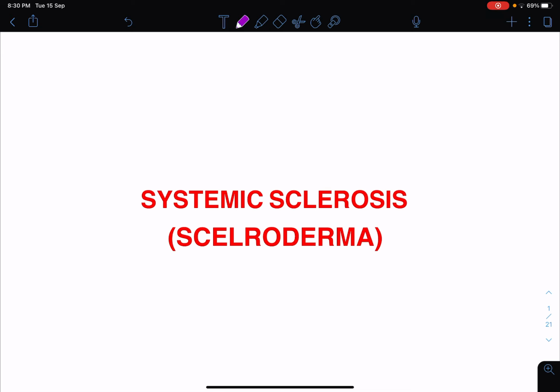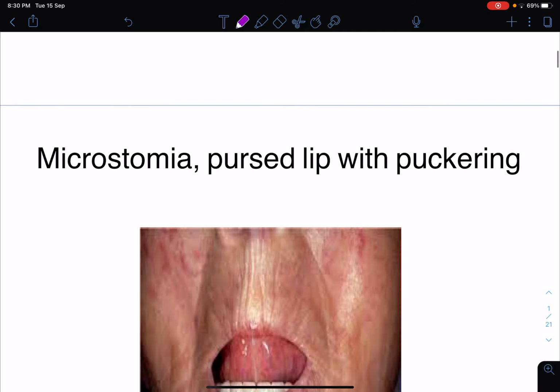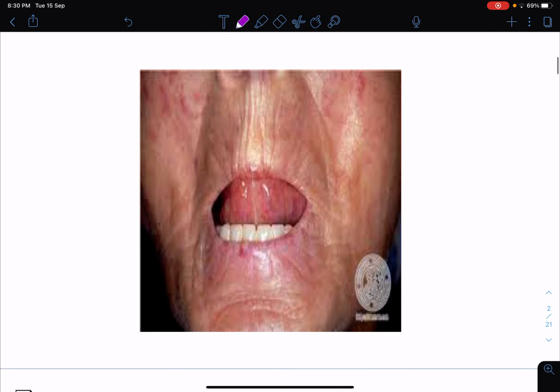Today I am going to discuss systemic sclerosis, which is also known as scleroderma. This is just to show you the picture of a patient having scleroderma presenting with microstomia, pursed lip and radial furrowing surrounding the lips.